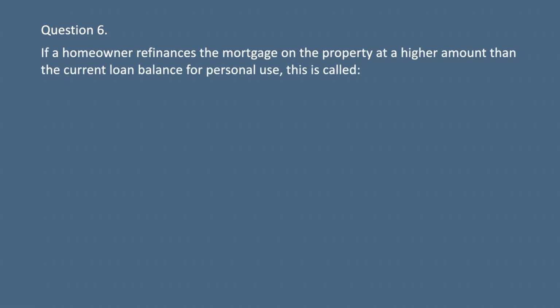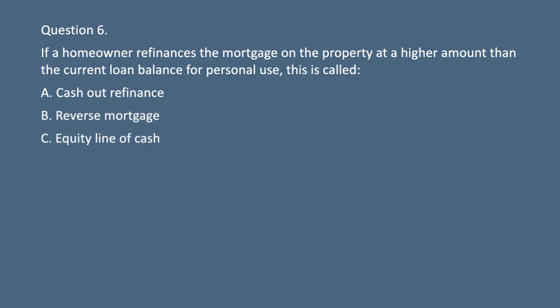Question 6. If a homeowner refinances the mortgage on the property at a higher amount than the current loan balance for personal use, this is called A. Cash out refinance. B. Reverse mortgage. C. Equity line of cash. D. None of these. Answer.